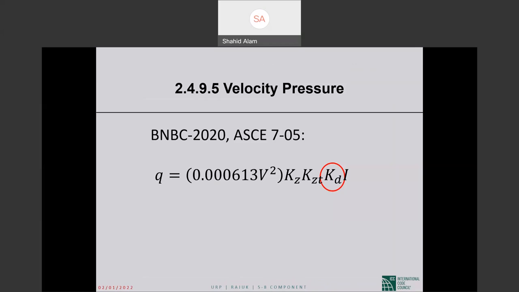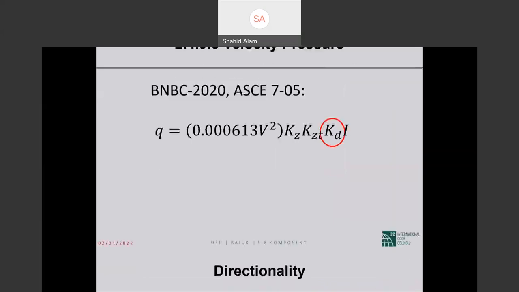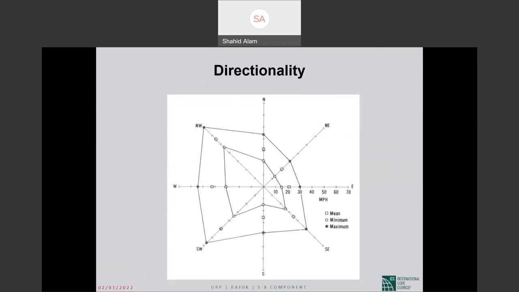K sub D, I discussed with you yesterday. K sub D deals with the fact that at any location, if you keep records for a good length of time, you will see that there are predominant wind directions. At whatever locations, they say the northwest wind and the southwest wind are both very strong. Any other direction, wind is weaker.